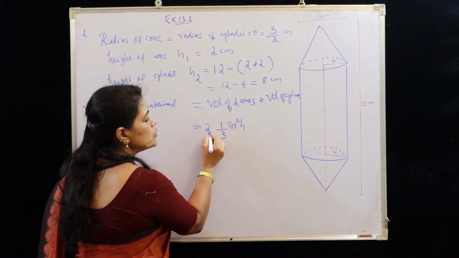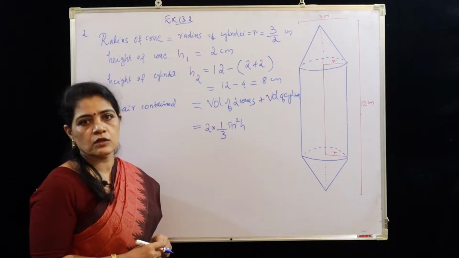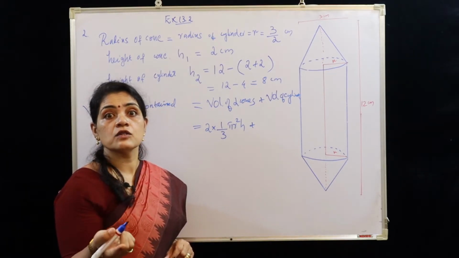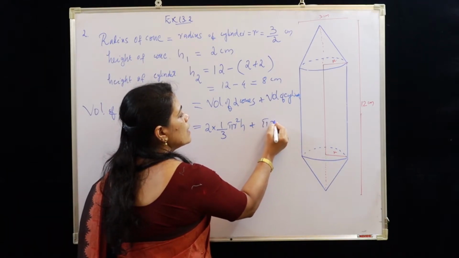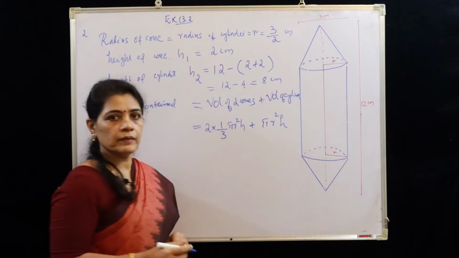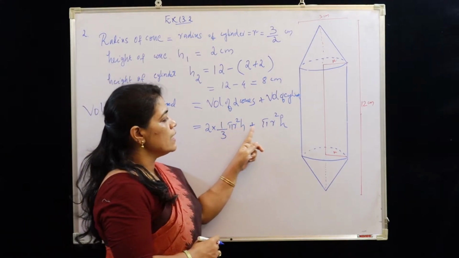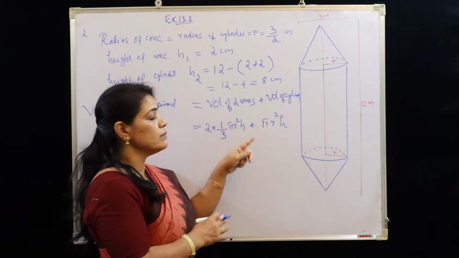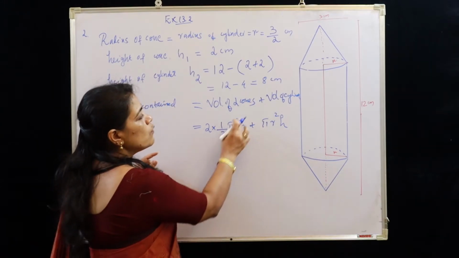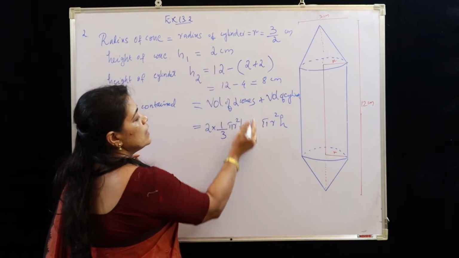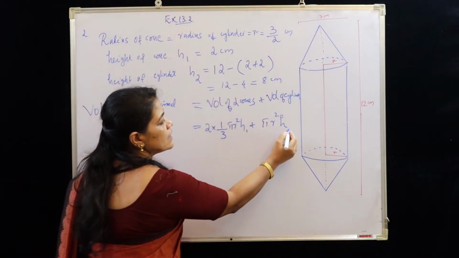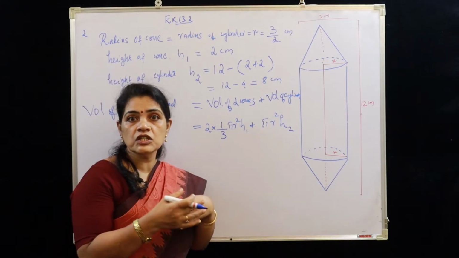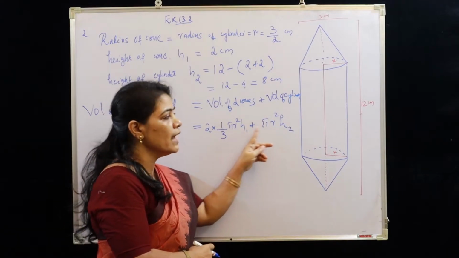So what will be the volume of 2 cones? 2 into 1 by 3 pi r square h. Plus, what is the volume of the cylinder? That is pi r square h. Here both have the same radius, which we already represented with r, but the heights are different. So the height of the cone is h1 and the height of the cylinder is h2. This step is clear, children? Because the heights of the two shapes are different, we have to represent them with h1 and h2.